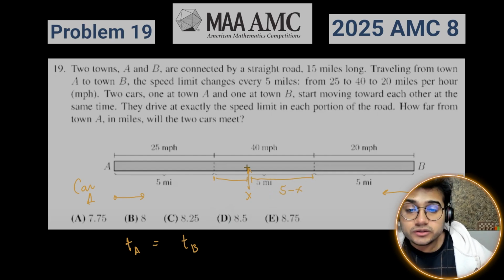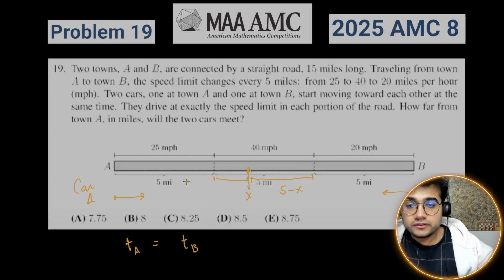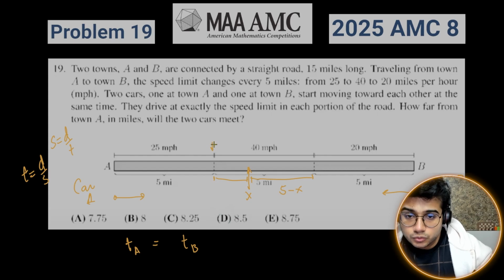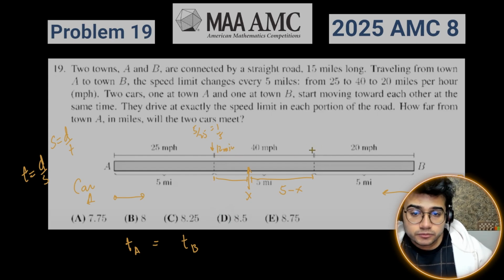By the way, how do we know that they meet somewhere here? Well, because speed equals distance over time, so time is equal to distance divided by speed. So car A will be here at this point at 5 divided by 25, which is 1/5 of an hour, so that's 12 minutes. Okay, so car A will be here in 12 minutes. And car B will be here in 5 divided by 20, which is 1/4 of an hour.